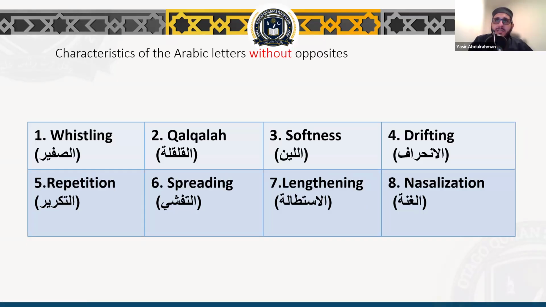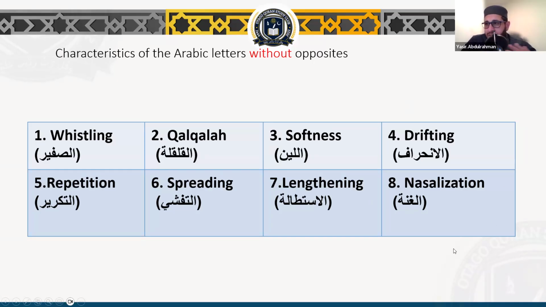These are, without any specific order: the whistling, which is safir; the qalqala, which is also qalqala in English; then the softness, which is lean. You see why I chose to say looseness for the rakhawa, because it's kind of double translated in the book, which needs to be corrected. Then you have al-inhiraf, which is drifting; al-takrir, which is repetition; al-tafashi, which is spreading; the istitala, which is lengthening; and the ghunna, which is nasalization.